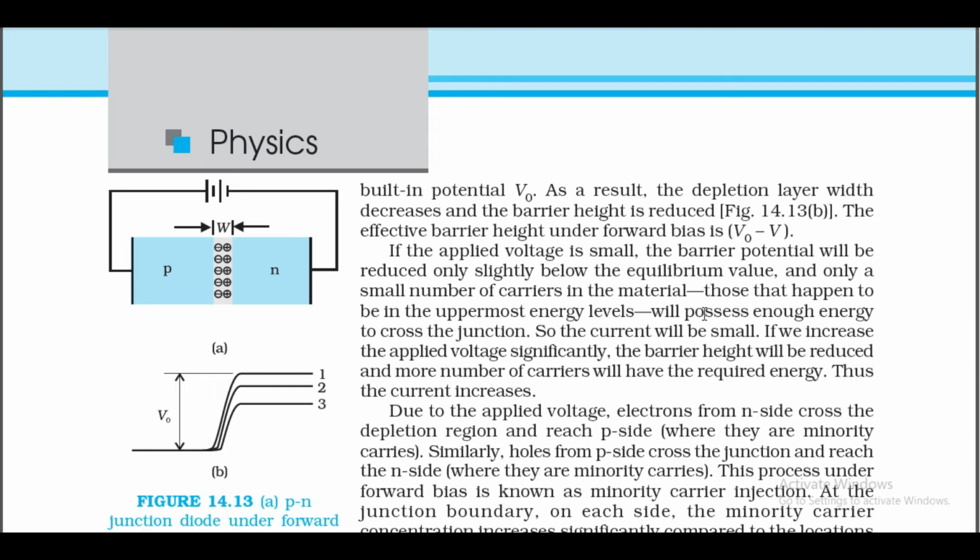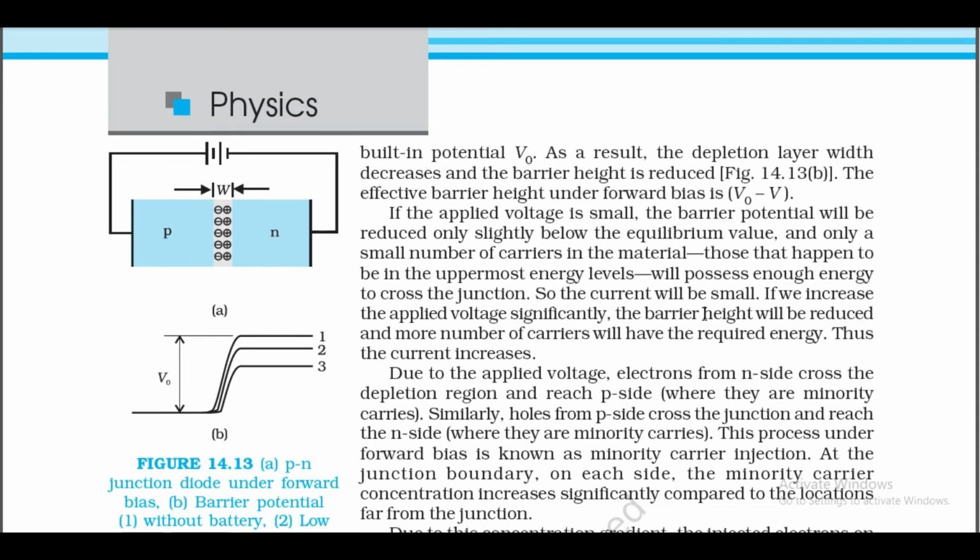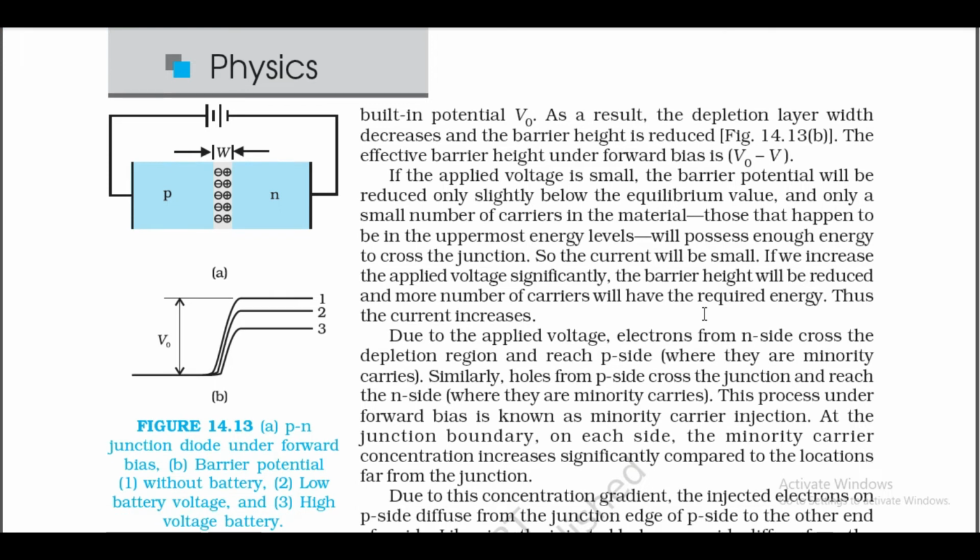If we increase the applied voltage significantly, the barrier height will be reduced and more carriers will have the required energy. Thus the current increases. Due to the applied voltage, electrons from the N side cross the depletion region and reach the P side, where they are minority carriers. Similarly, holes from the P side cross the junction and reach the N side, where they are minority carriers. This process under forward bias is known as minority carrier injection.